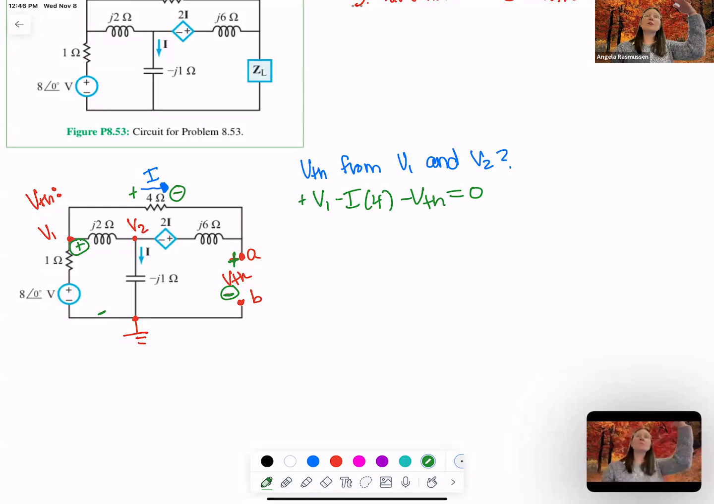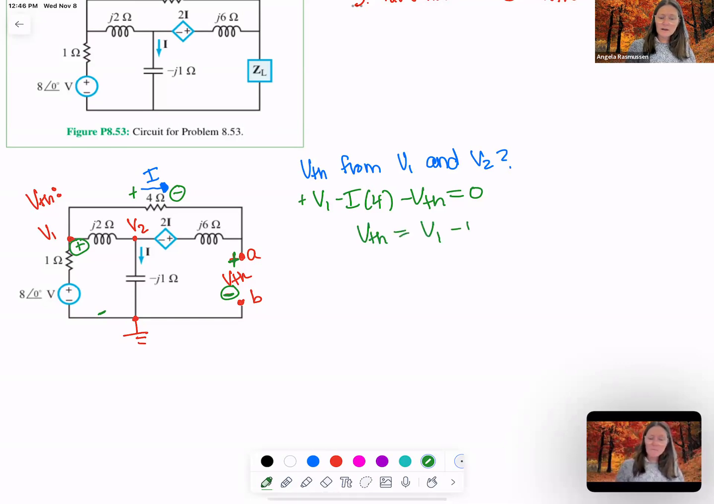That's how I like to find those, is go ground back to ground. But you need to know what polarity each one is. So I like to label the polarities and then circle the signs to be consistent. I could have chosen the negative sign first, so then I would have circled negative for V1, plus for I 4 ohm, and then a plus for VTH, but it would yield the same thing. So now I have an equation. I can just solve this for VTH. So that's going to be V1 minus I times 4. And once I know V1, I can solve that one.